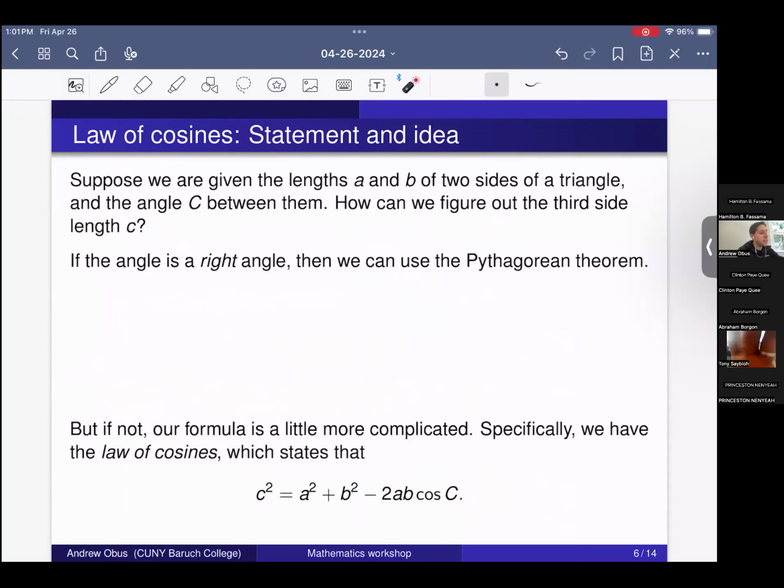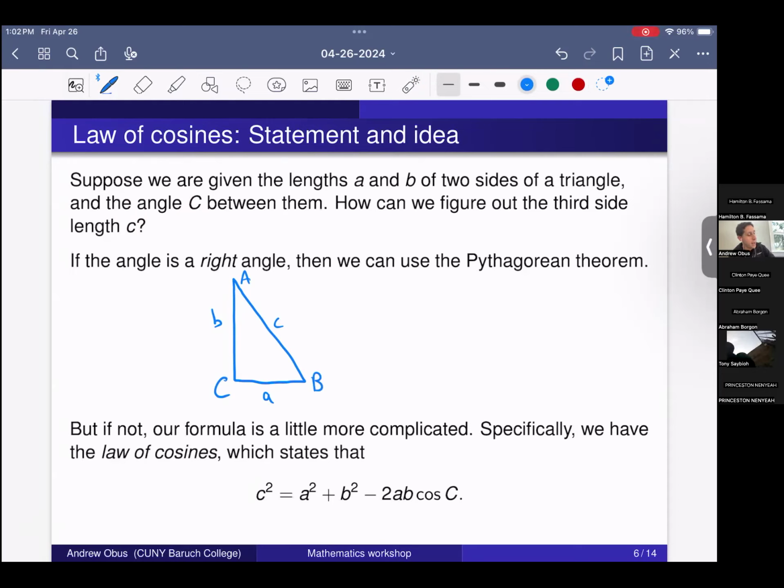So the law of cosines is used in this specific situation. Let's say that we have the lengths A and B of two sides of a triangle, and you also know the angle C between them. And the question is, how can we figure out the third side, length c? Let me draw a picture. If the angle is a right angle, then the picture looks like this. We have two sides A and B, and then the corner over here is the angle C. Little c is the side that's opposite the angle C.